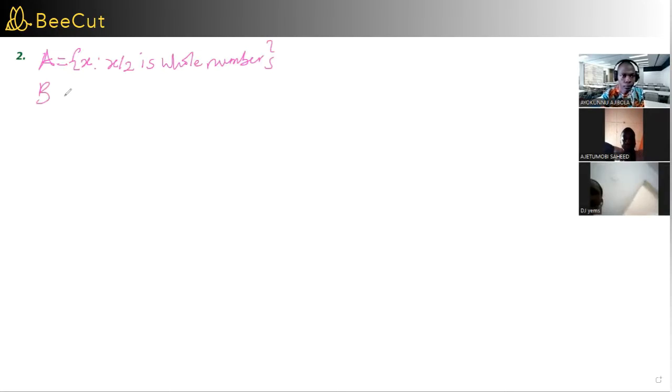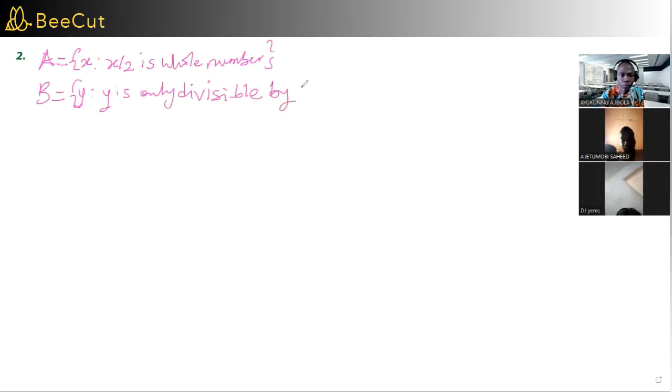And b equal to x, or not x this time around, but it can be x again in the same. So b equals to y, such that y is only divisible by 1 and y.